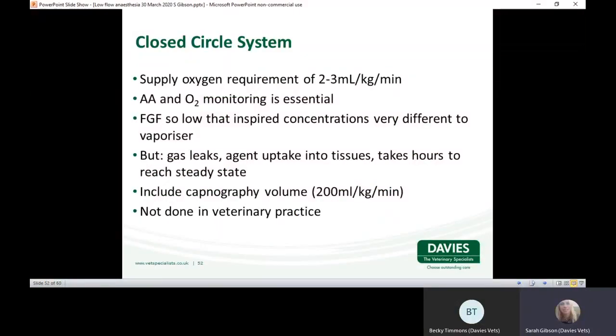Just to mention a closed circle system. This isn't done in veterinary clinical practice. You'd need to supply the oxygen requirement at 2 to 3 mils per kilo a minute. It would absolutely be essential to have anaesthetic agent and oxygen monitoring. The fresh gas flow is low, so the inspired concentration is very different to the vaporiser. And with gas leaks, agent uptake into tissues is very significant, and it takes hours to reach a steady state. And obviously the capnography volume that's removed would be very significant. So this isn't done in veterinary practice, and I wouldn't recommend it.